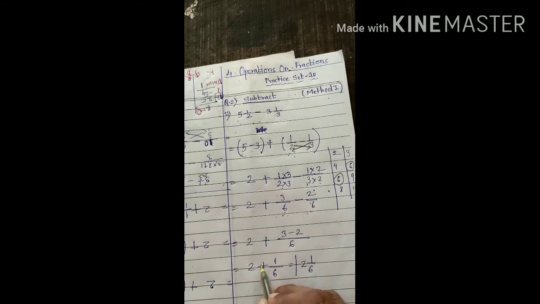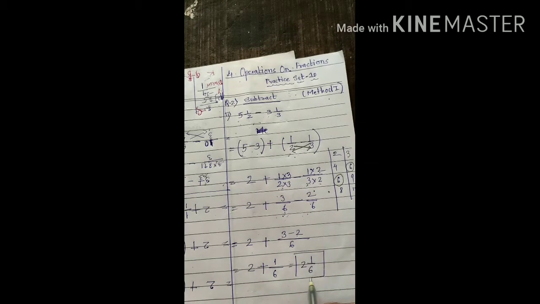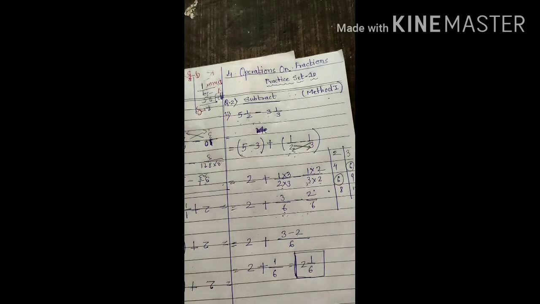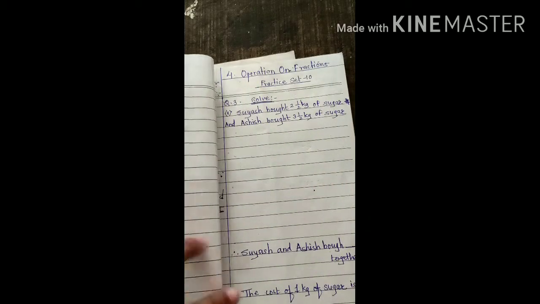You remove this plus sign at the last. Okay, so this is it, 2 1 upon 6. Okay students, I hope you understood the subtraction of mixed numbers, and the remaining sums you do as homework.